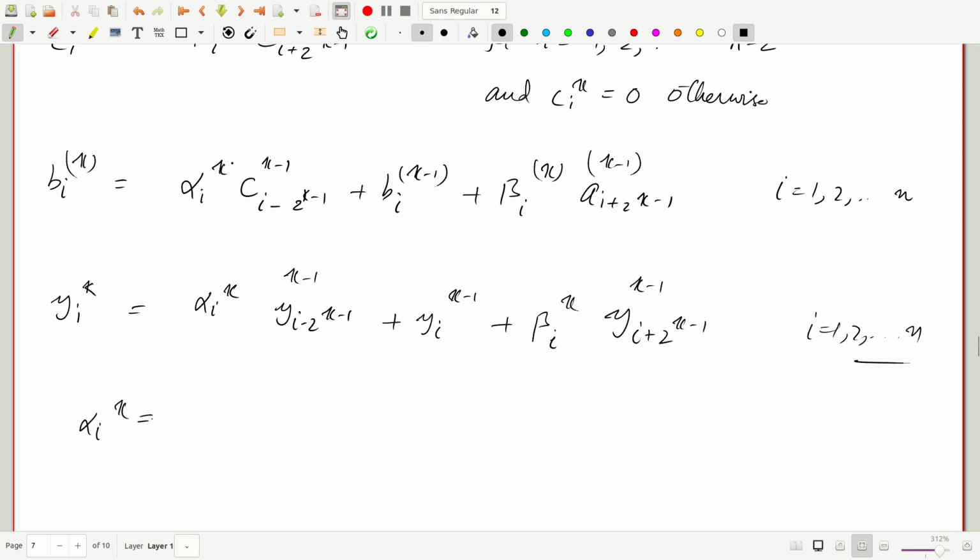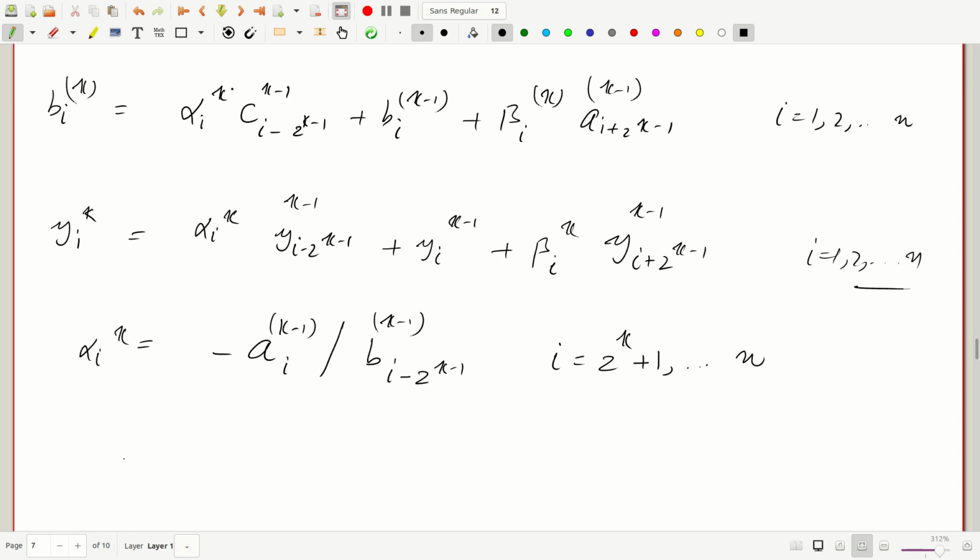So alpha_i^k is basically given by minus a_i^{k-1} upon b_{i-2^{k-1}}^{k-1}, and this is valid for i equals 2^k plus 1 all the way to n, just like the c_i. And then we have beta_i^k, which is basically given by minus c_i^{k-1} divided by b_{i+2^{k-1}}^{k-1}, and this is valid for i equals 1 all the way to n minus 2^{k-1}. Okay, so with that essentially we complete all the coefficients that we need at any kth step.